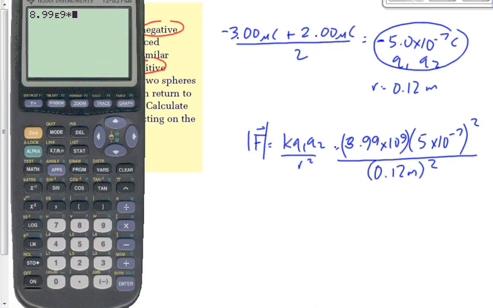Some people, when they see this number so often in this unit, 8.99 times 10 to the 9, they like to program it into their calculator. Is that okay to do? Sure it is. But what's going to happen come exam time? Your calculator is going to get cleared, right? So don't get too used to having that number programmed into your calculator because it's not going to be there come exam time.